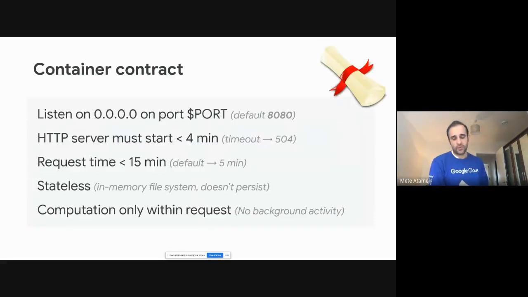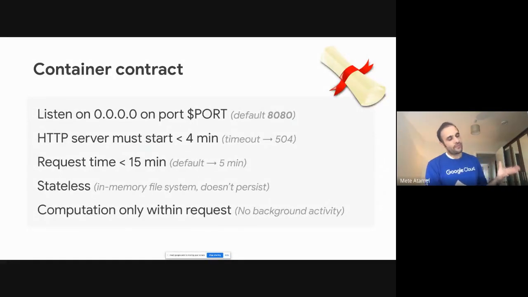Now, in terms of the contract, there are certain rules that you need to adhere to when you run Cloud Run. You need to listen on 0.0.0.0, and then you need to listen on the port environment variable, which defaults to 8080. Your server has to start in less than 4 minutes, so you can't just let the server start whenever. If you don't do it in 4 minutes, then it gets shut down.